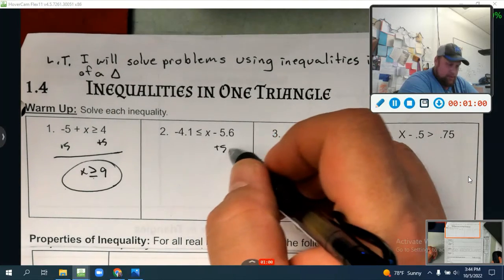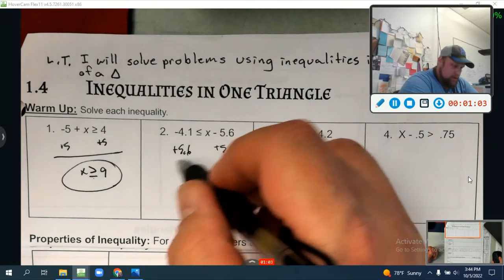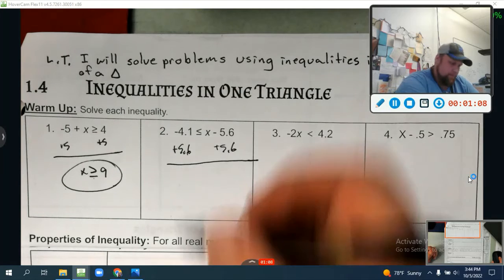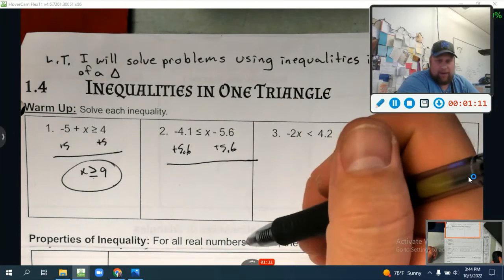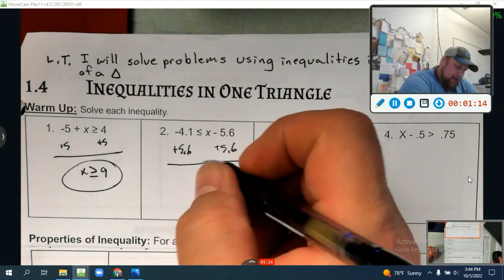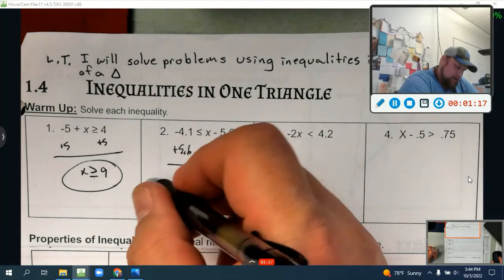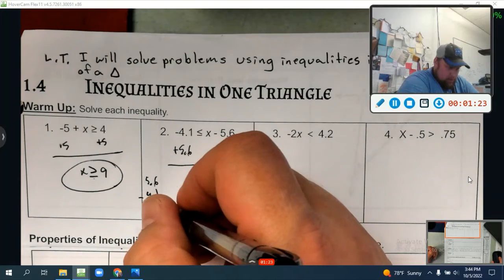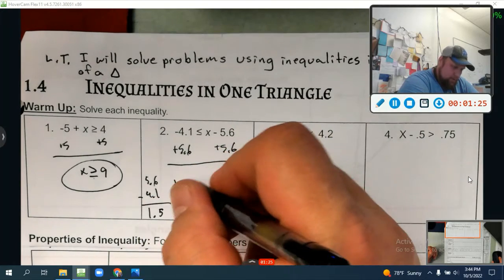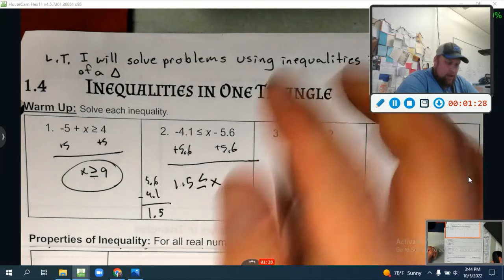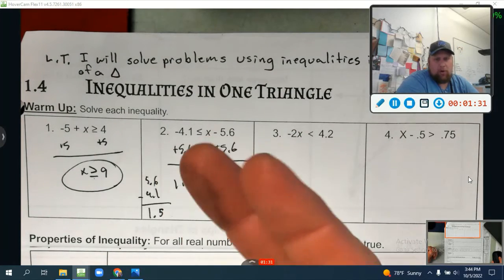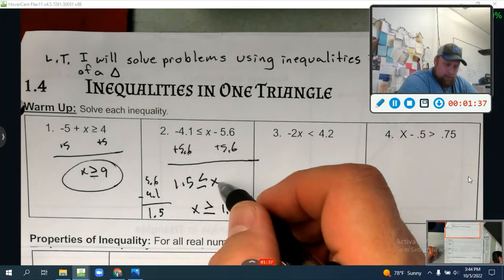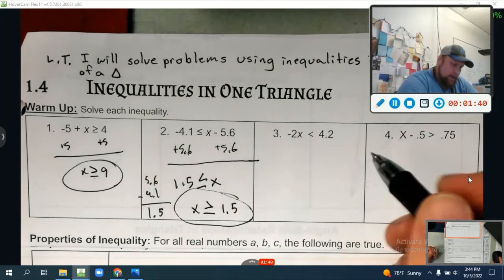I'm going to add 5.6 over. Okay, listen, the addition is going to work in this battle. Bigger positive number, then I have a negative number, so I know my answer is going to be positive. What's 5.6 minus 4.1? It's going to be 1.5. So this is going to be 1.5 is less than or equal to x. Watch what I can do. I'm going to flip the whole thing over and change this to x is greater than or equal to 1.5. It's the same, right? Big end pointed at x, big end pointed at x.